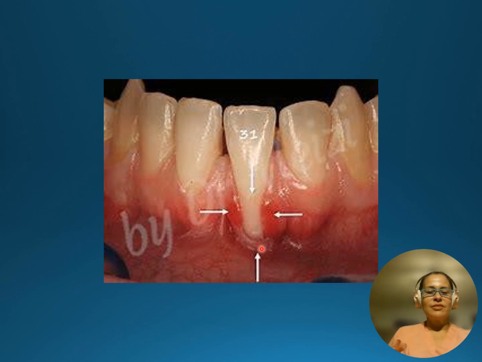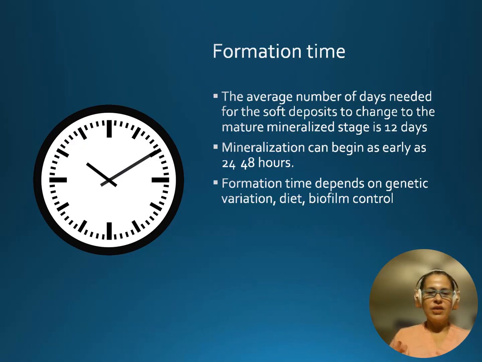And then if I had you in front of me, if you saw this inflammation here, what would you think? There'll be calculus in there, and there'll be more bone loss. So there's a good chance that this tooth will be mobile. Okay, so this is another phase of how calculus can look on the anteriors. Formation time. The average number of days needed for the soft deposits to change to the mature mineralized stage is 12 days.